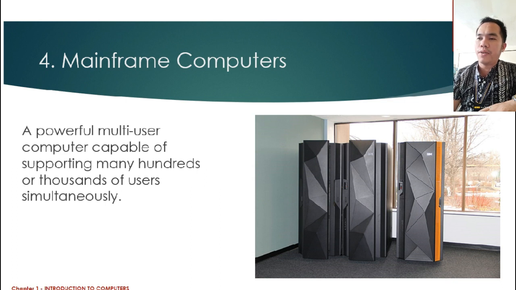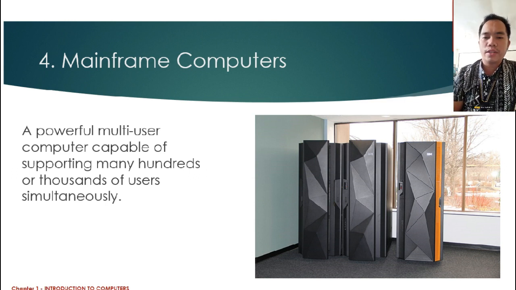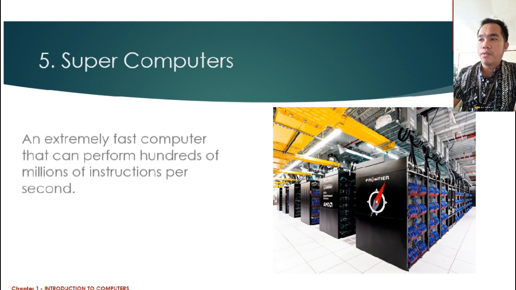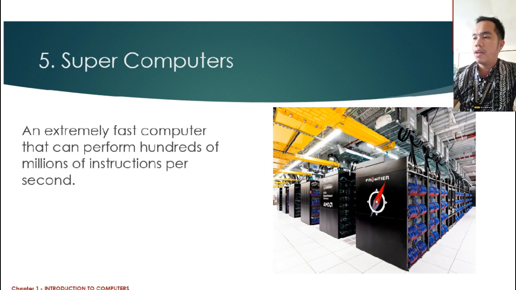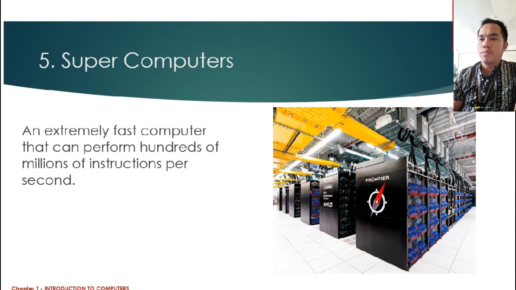So, kasi meron itong thousands of user na magre-request ng data simultaneously. So, next, supercomputers. These are the supercomputers mainly used by the IBM, NASA, the Pag-asa, weather forecasting, military. So, why are these supercomputers? So, from the word super, it's an extremely fast computer that can perform hundreds or millions of instructions per second.